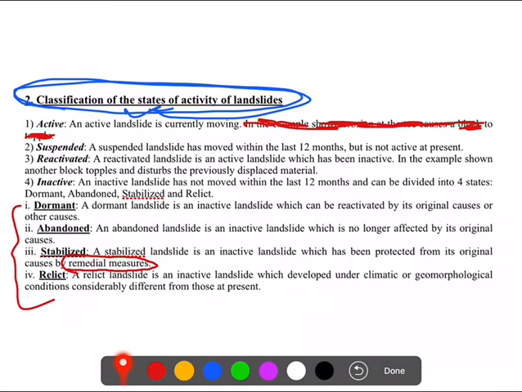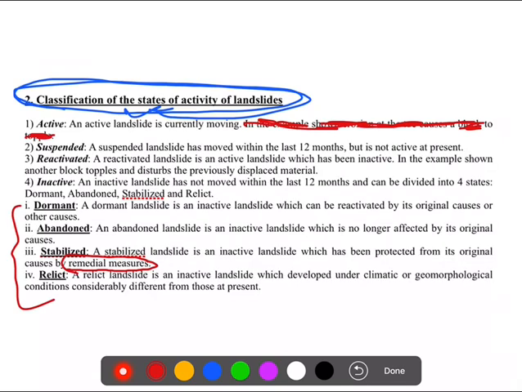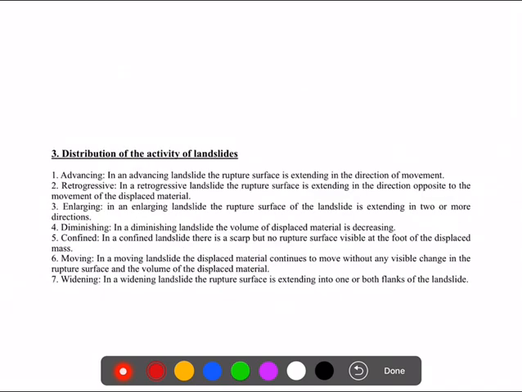Moving on to the next topic: distribution of the activity of landslides. This is actually a very important topic. Next, moving on to the distribution. You can just go through it, you can pause the video and have a look. I'll also be giving you the notes.